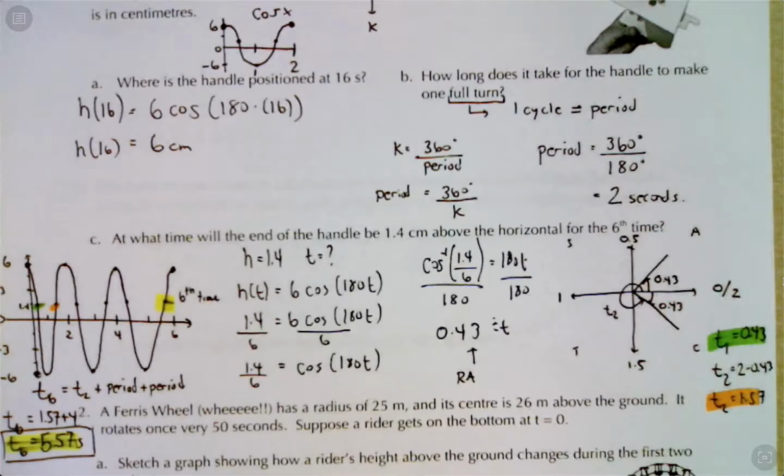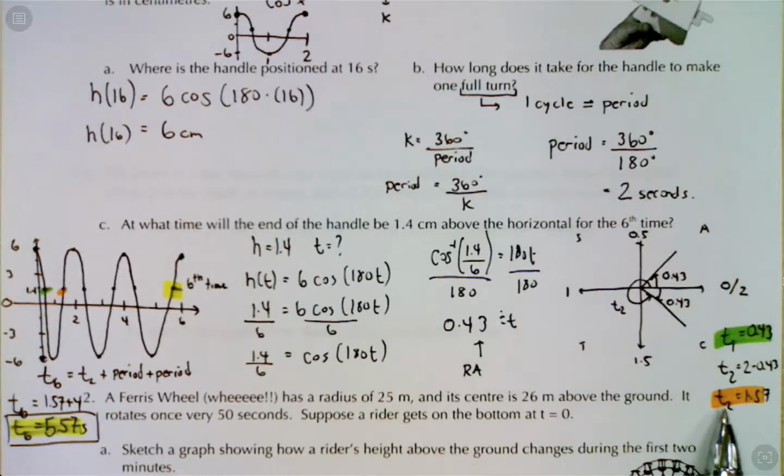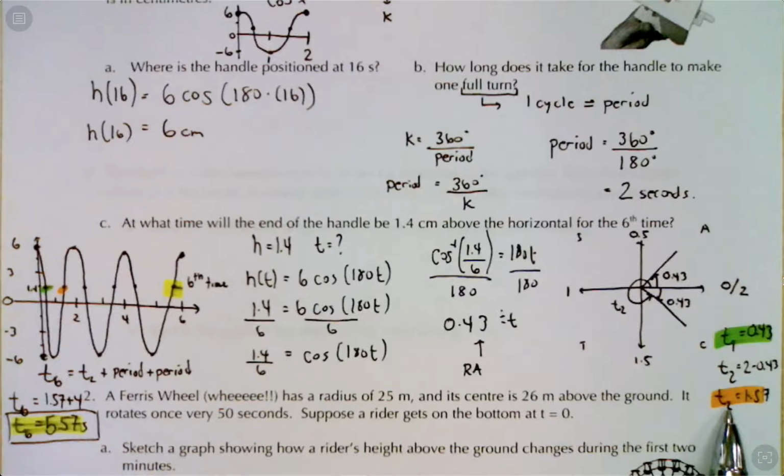So after you find your first 2 times, if you want an even number time, you add the period to the first even number time. So time 2, if we add it once, we get time 4. If we add it again, we get time 6.